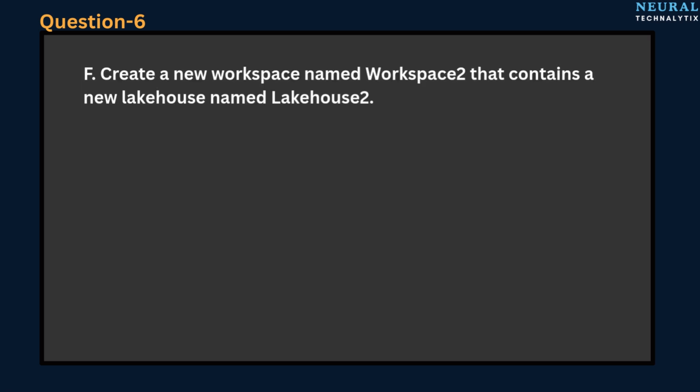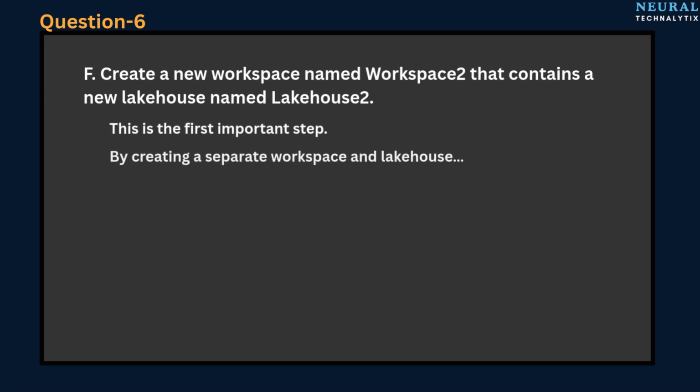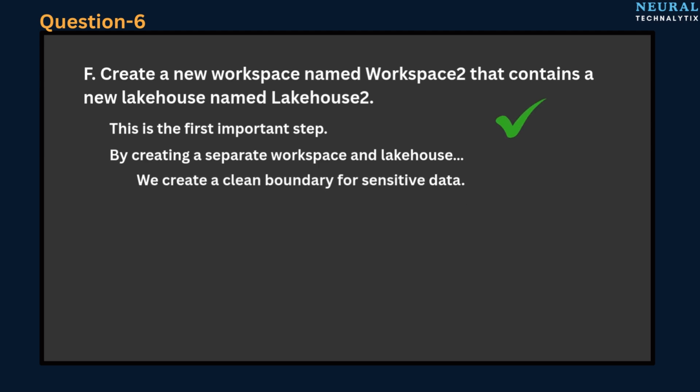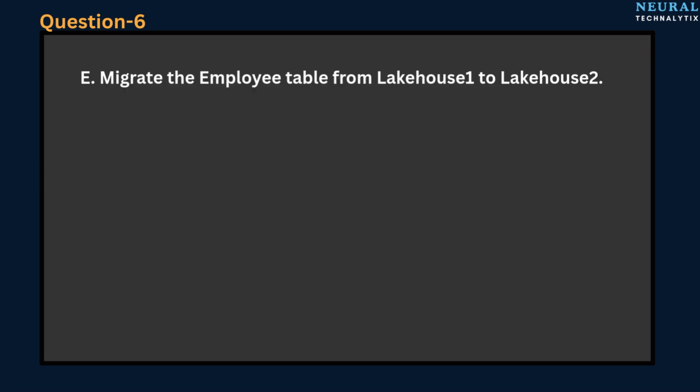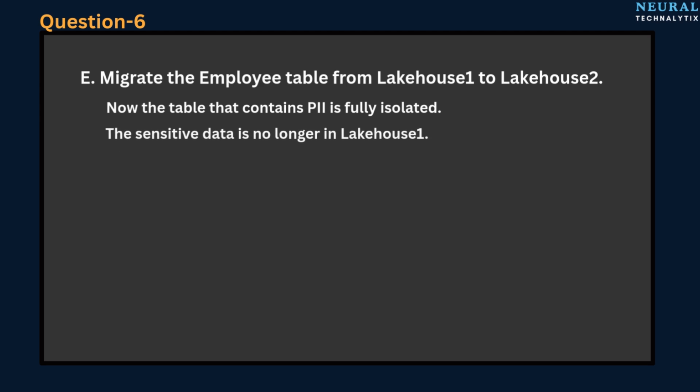Option F, create Workspace 2 and Lakehouse 2. This is the first important step. By creating a separate workspace and Lakehouse, we create a clean boundary for sensitive data. Next, option E, migrate the employee table to Lakehouse 2. Now the table that contains PII is fully isolated. The sensitive data is no longer in Lakehouse 1.